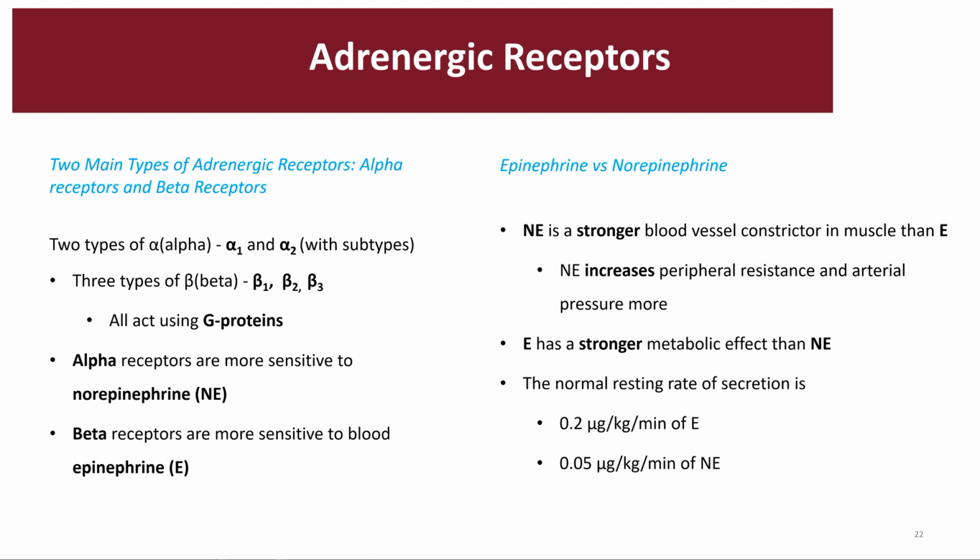The alpha receptors tend to be a little bit more sensitive to the binding of norepinephrine, which is the neurotransmitter, and the beta receptors tend to be more sensitive to the blood epinephrine, which is the hormone version of that signal. The majority of the epinephrine is generated by the adrenal medulla.